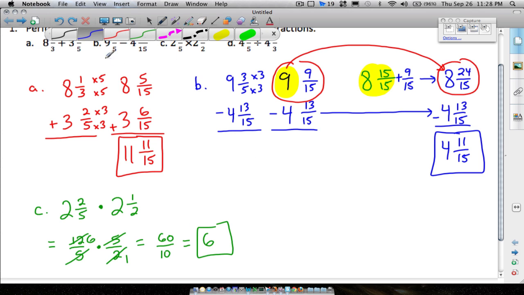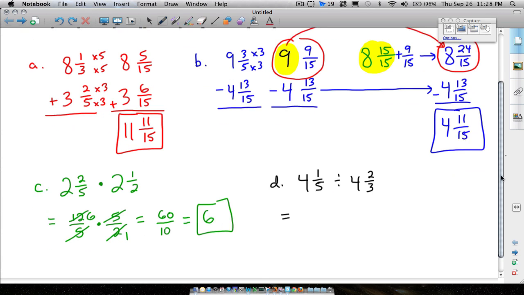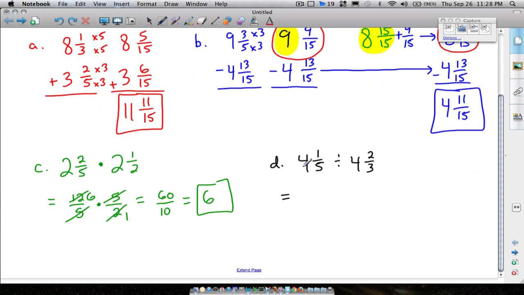And our last problem for number 1, question D, 4 1/5 divided by 4 2/3. Let's do the same technique we did with multiplication. Let's convert our mixed numbers to improper fractions. So 5 times 4 is 20, plus 1 is 21 over 5, divided by 3 times 4 is 12. 12 plus 2 is 14, so we have 14/3.